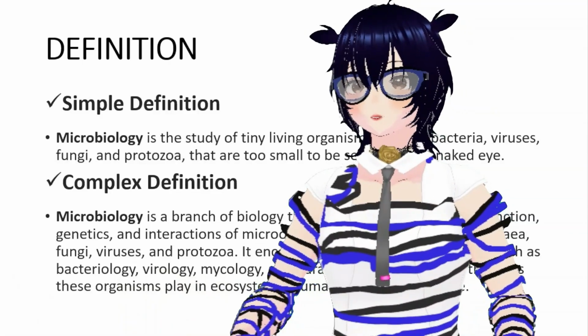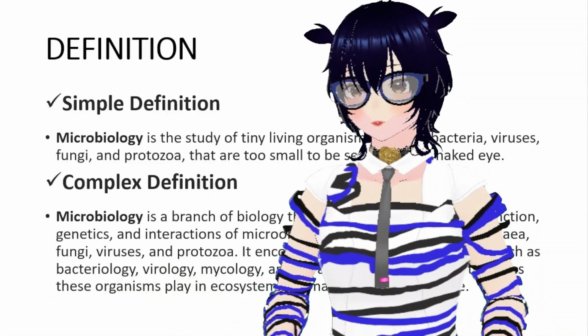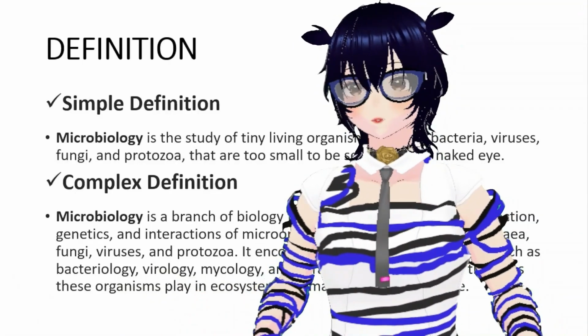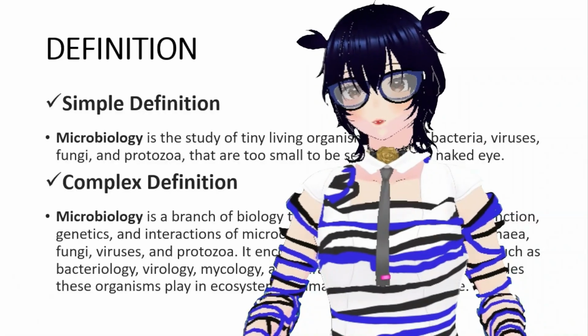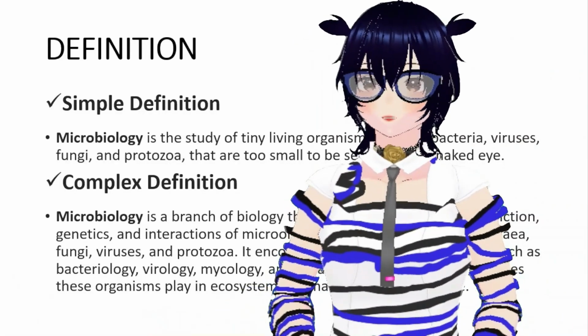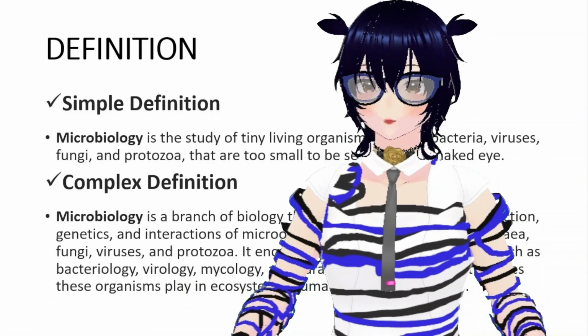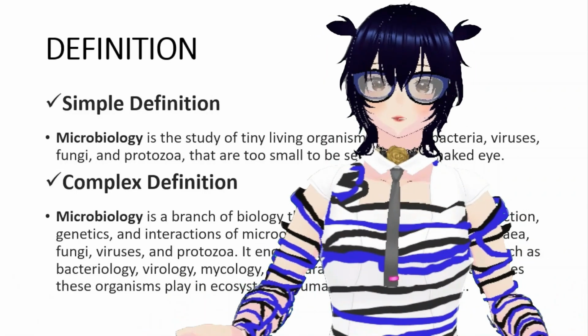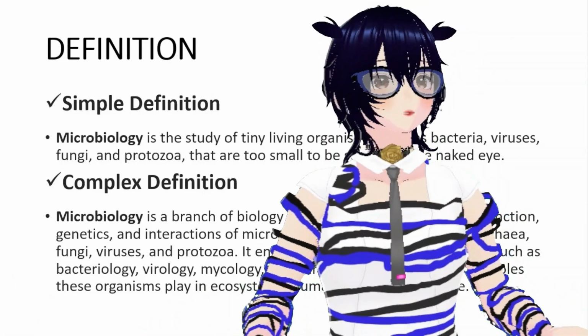Only if they are actually in millions or trillions of numbers can we see them as a spot, a big spot, just like a drop of blood or water. But our eyes cannot see deeper than that. So that's why we need a microscope.